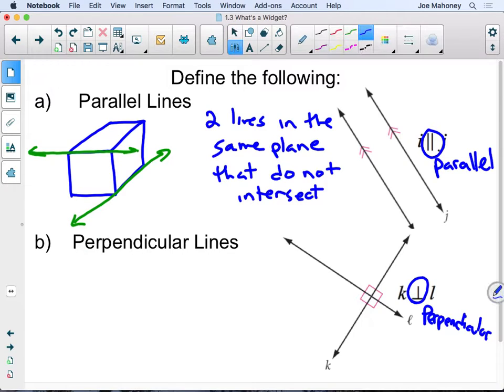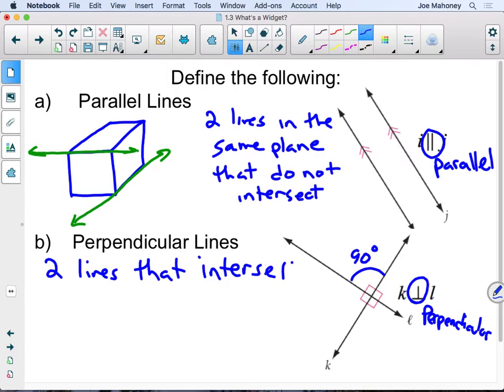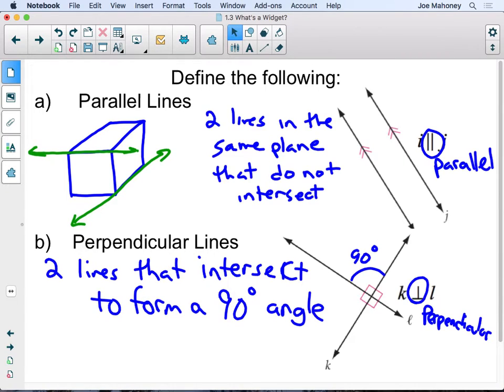So now going down to perpendicular lines, notice that these perpendicular lines have to cross each other, so they have to be in the same plane. So we don't necessarily need that restriction. But look at the angle that's formed. Can you tell that that little box in the corner means it's a 90-degree angle? So let's say that perpendicular lines are two lines that intersect to form a 90-degree angle. That would be a good definition of perpendicular lines. Two lines that intersect and form a 90-degree angle.